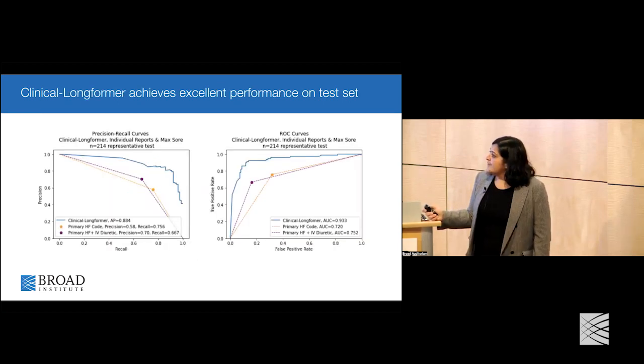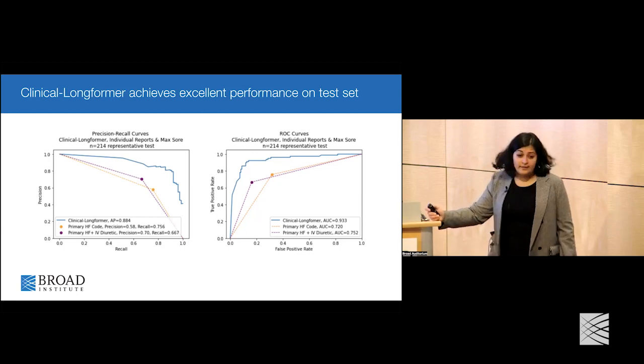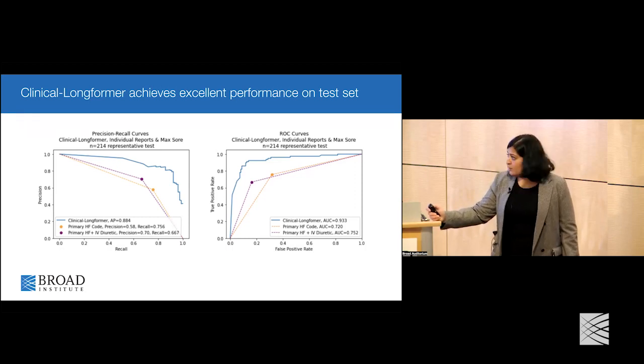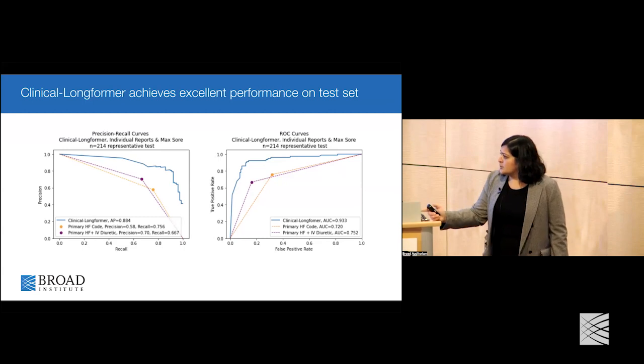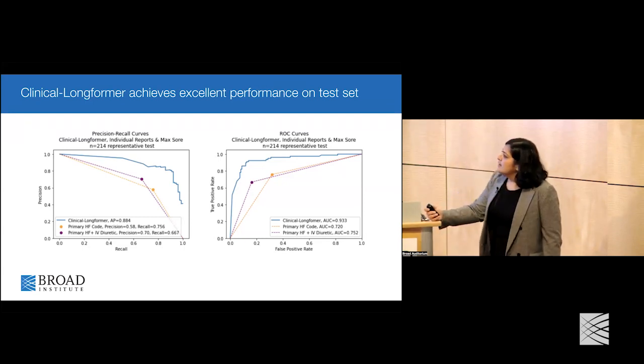Great. So here I'm just showing precision and recall curves and ROC curves for our final selected model, which is Clinical Longformer. The average precision is 0.89 and the AUROC is 0.93, as I said.